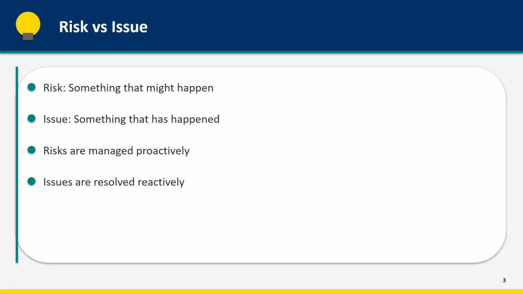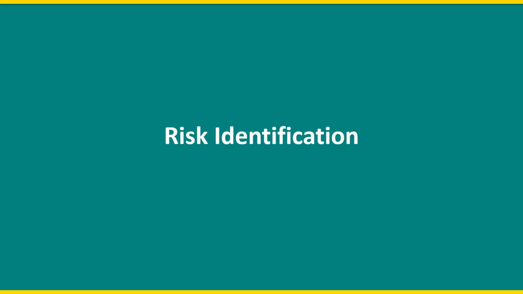First, let's clarify terminology. A risk is something that might happen in the future. It has probability less than 100%. An issue is something that has already happened. It's certain because it's real. Risks are managed proactively. You plan for them before they occur. Issues are resolved reactively. You deal with them after they happen. The goal of risk management is to turn fewer risks into issues, and when risks do materialize, to have responses ready. The first step in risk management is identification. You can't manage risks you haven't identified. Let's explore techniques for finding the risks lurking in your project.